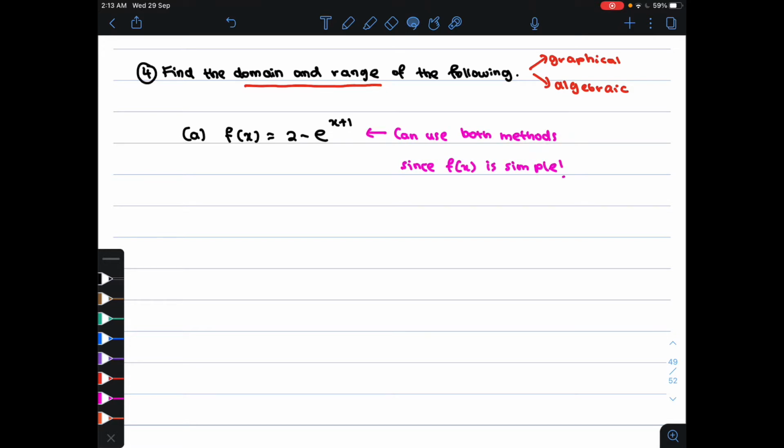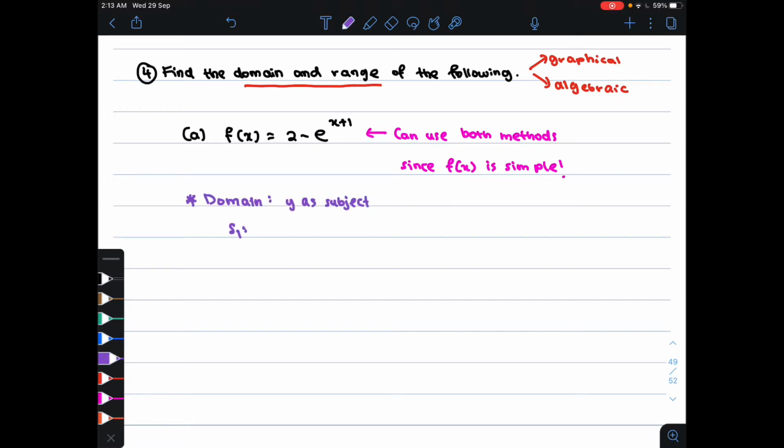Okay, this one tak ada masalah. Reason dia adalah sebab f(x) kita simple sahaja. Dia tak ada extra condition kat belakang tu. Itu maksud dia dengan function tu simple. Maksudnya dia tak ada extra condition. Okay, so untuk kat sini kamu boleh gunalah. Kamu nak guna graphical pun boleh, algebraic pun boleh. So say that we want to use algebraic method.